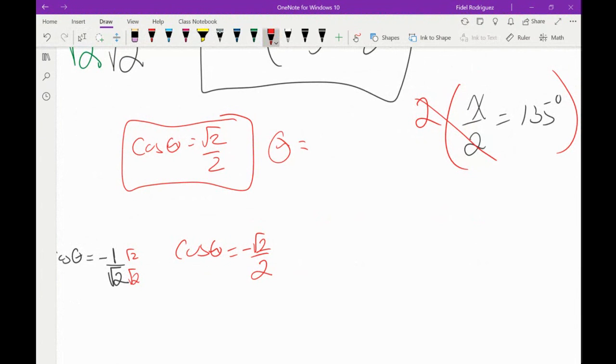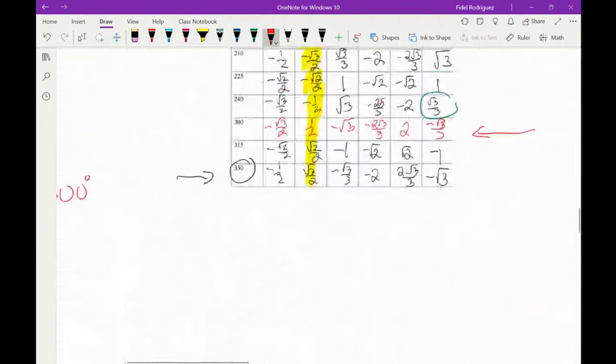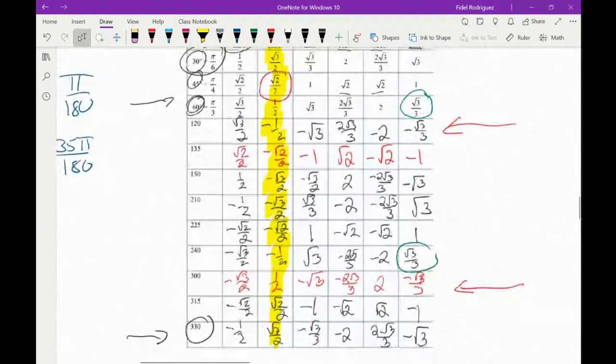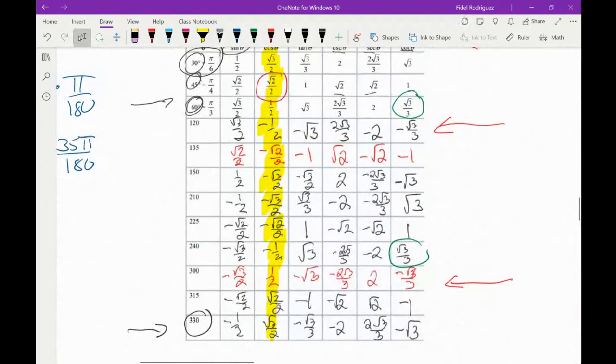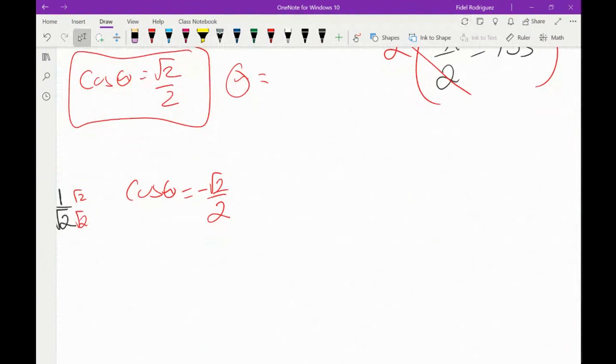Let's figure this first part out. If the cosine of theta is equal to the square root of 2 over 2, what are my angles going to be? So I'm going to come back. Here's my chart. Cosine 45 and what else? 315. So 45 and 315. So this is 45 degrees, 315. So we know that 45 is pi over 4, right?